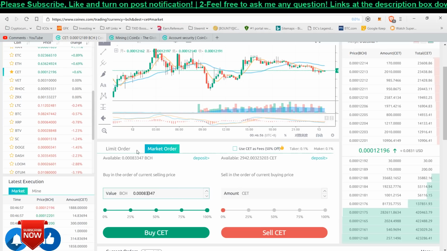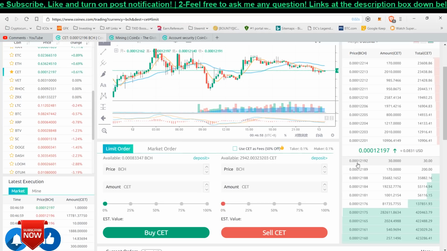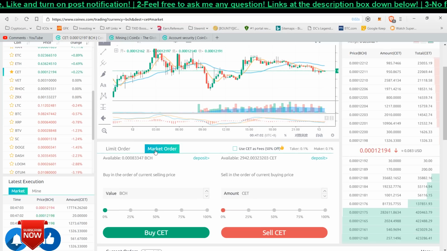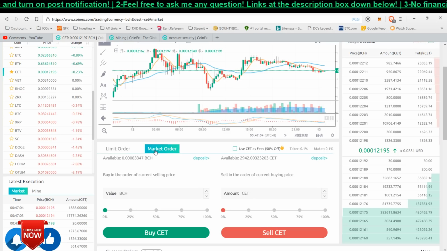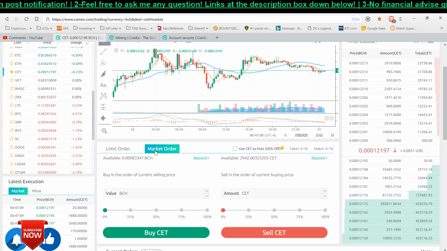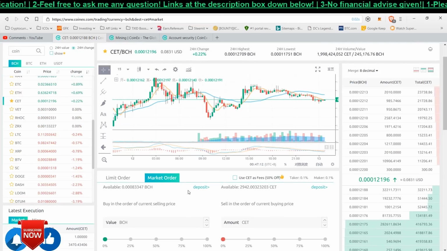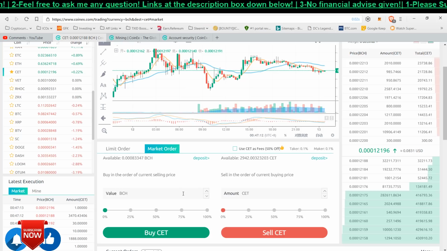Let's say you want to wait at 0.00011, you can wait, and after that your order will not be executed immediately. Of course time plays a part, you have to wait and wait, and hopefully it reaches the amount that you want per CET token.